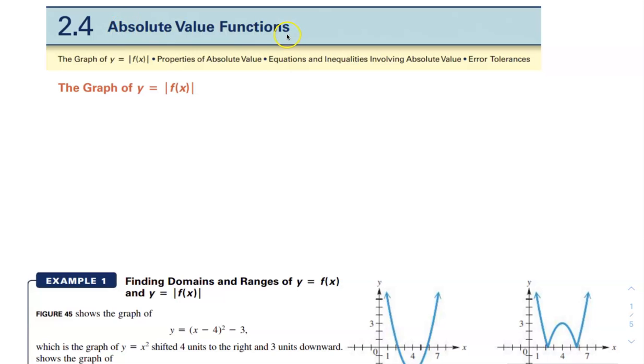Absolute value functions. In this lesson, we're going to talk about how to solve absolute value equations and inequalities, and how to graph absolute value functions. So let's start there. Let's start with graphing absolute value functions, and we're going to start with our most basic graph, f of x equals x, the identity function.